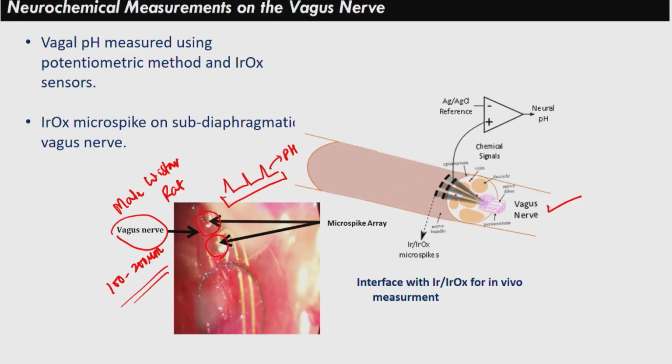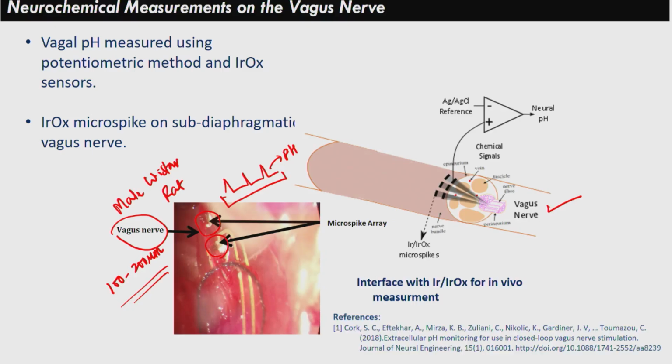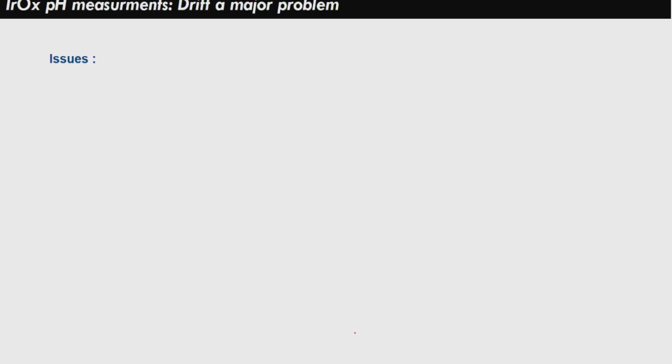So, pH is something which is very, very low frequency and out of the frequency range of the EMG signal. So, you can easily isolate it. That was one of the reasons why we were looking at pH. Anyway, what we observed here was drift, and the next question is how to remove the drift. This work was actually published.